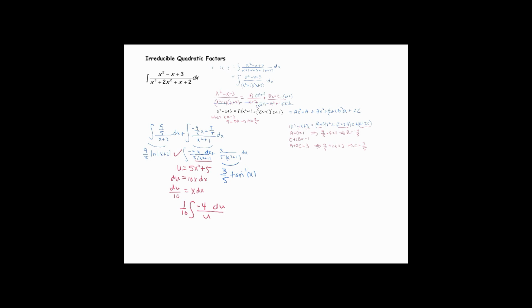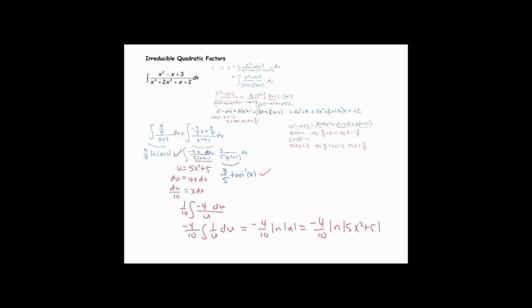So again, we were done with these guys, and we're just working on this one here. So this is -4/10 antiderivative of 1 over u du, which is -4/10 natural log of the absolute value of u, which is -4/10 natural log of the absolute value of 5x squared plus 5.